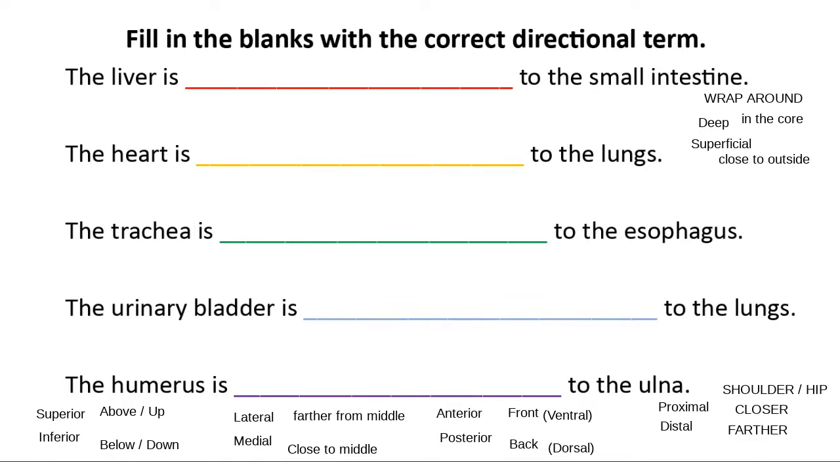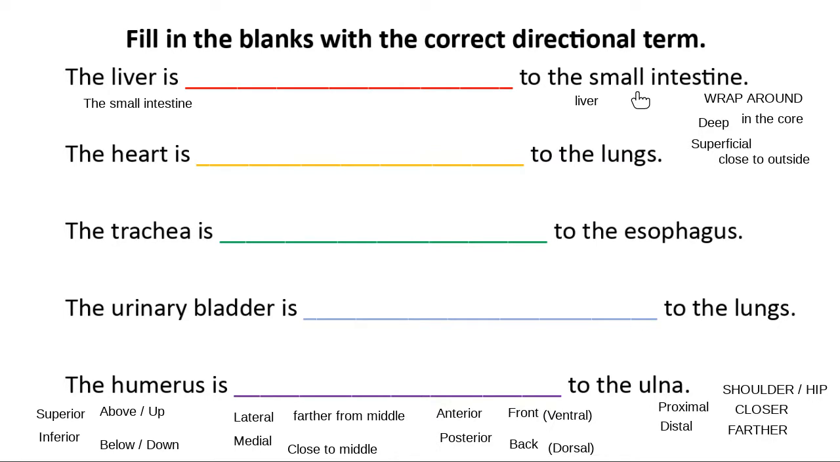Because what we'll do to practice is I could write this statement the other way too. I could flip the order that these organs are in, and then I would put in a completely different directional term. So check the order of your structures. That's going to help you know which directional term you should be applying. So my first statement here, we're talking about the liver and we're talking about the small intestine.